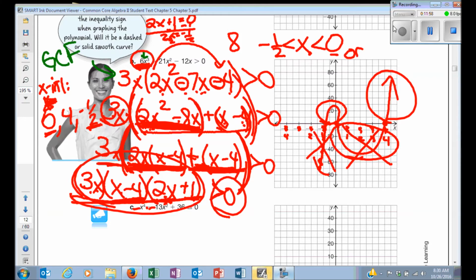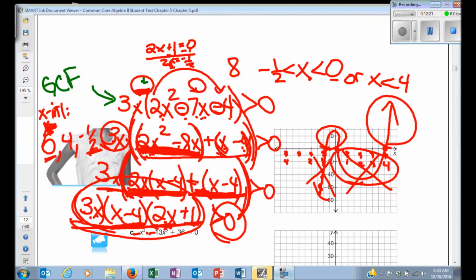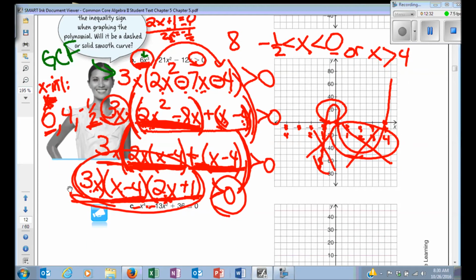Or, what's the other scenario that can happen? X has to be what? Greater than 4. Now, can it be equal to 4? No, because this starts out as greater than, so it's not allowed to be equal to. Oh, sorry about that, your sign was... Thank you. X is greater than 4. I'm saying it right, just not writing it. All right. Questions on that?